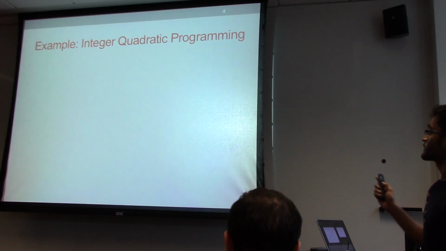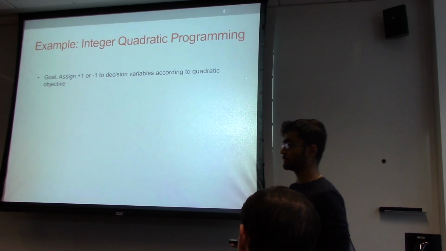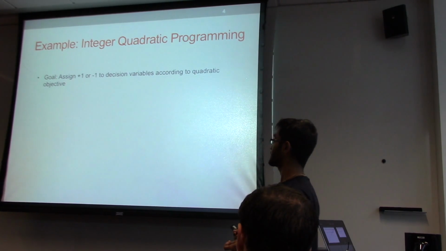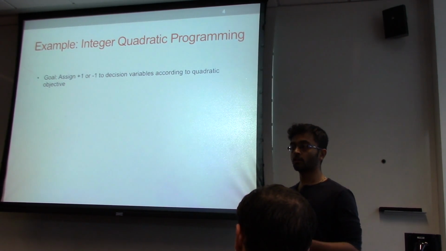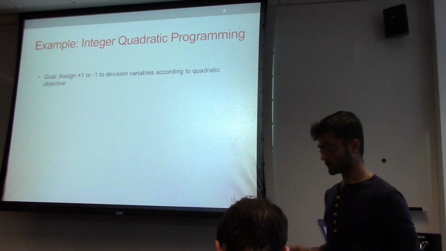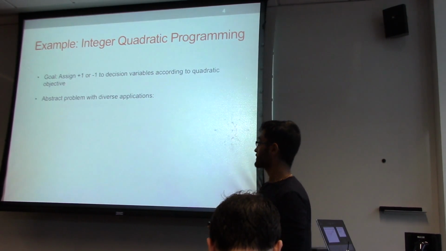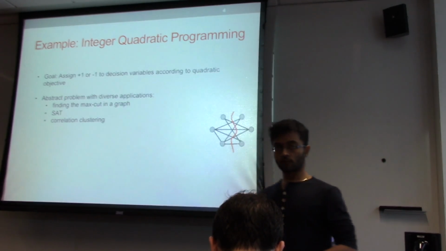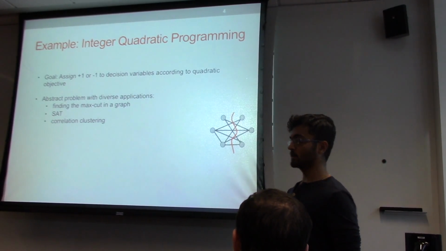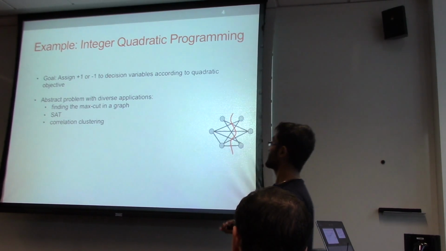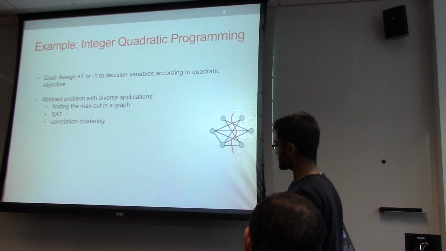Another class of algorithms that we focus on here is a class of algorithms for integer quadratic programming, where your goal is to assign plus 1 or minus 1 values to decision variables in order to maximize a quadratic objective. This is an abstract problem with many diverse applications. We focus on MaxCut in this talk, but our analysis holds for many other general integer quadratic programs.